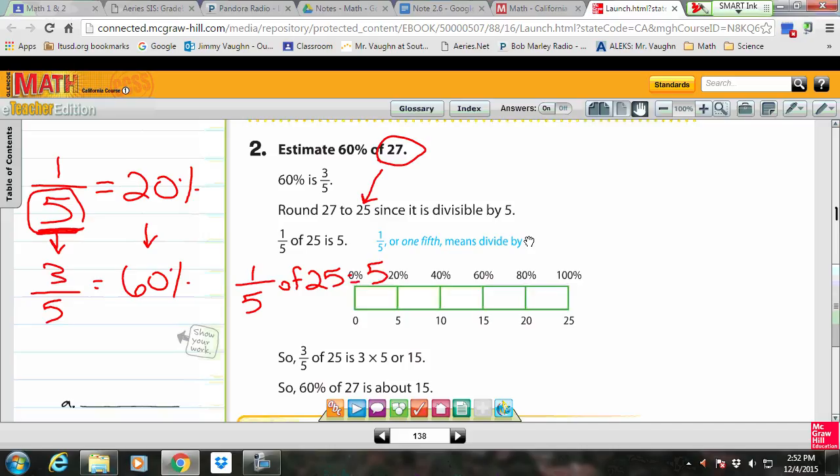Writing right on the top of everything. But they didn't want 1/5 of 25. They wanted 3/5 of 25. So then you multiply the 3 times 5 to get there. So that's how they got the 15.